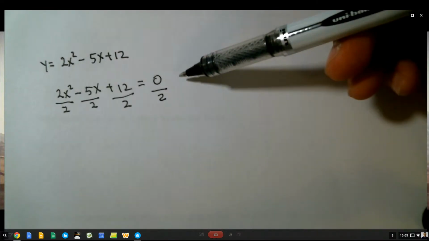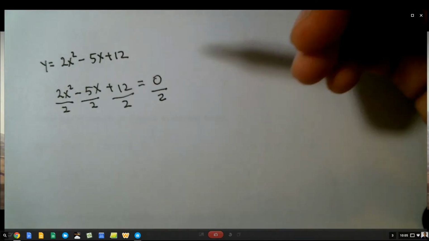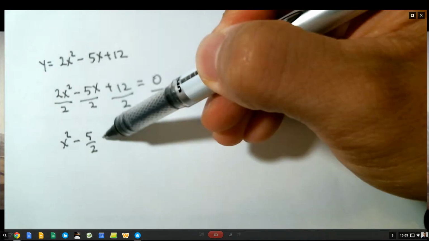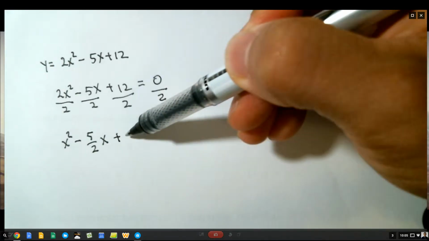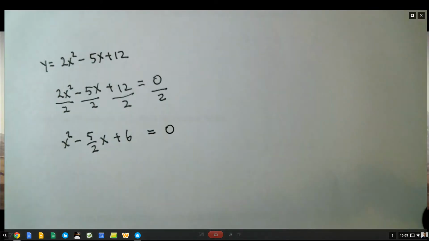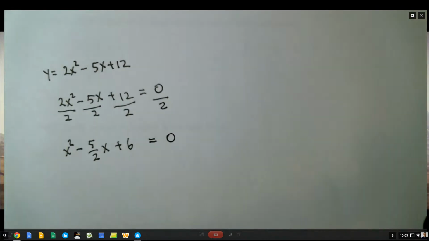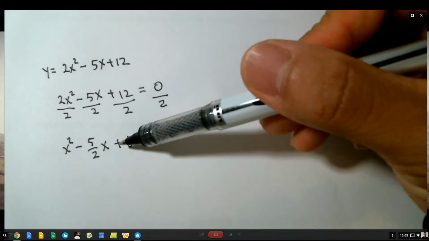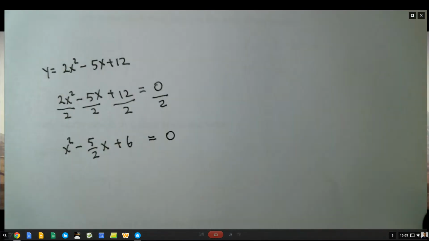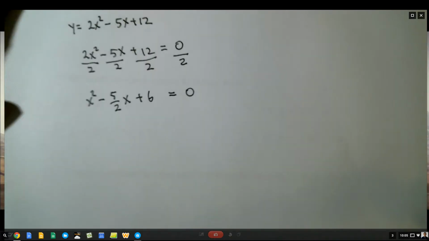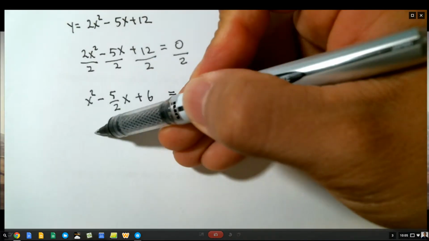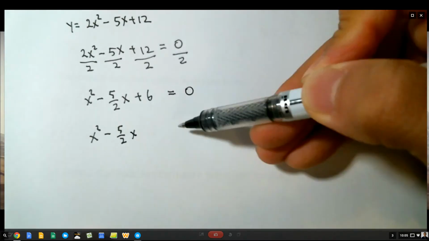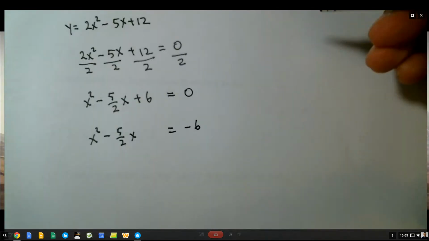Okay, so divide everything by 2 here. And then we get x squared minus 5 over 2x plus 6 equals 0. Next, we move the 6 to the other side like we've always done. So we have x squared minus 5 over 2x equals negative 6.